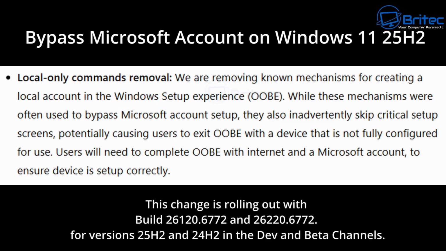So why is all this happening? Well, bypassing the Microsoft account on Windows 11 24H2 and 25H2 on builds 26120.6772 and also 26220.6772, which are 24H2 and 25H2. These are in the dev and beta channels, and these are going to be rolled out to you very shortly. Microsoft have said they are removing the known mechanisms for creating a local account in Windows Setup Experience OOBE. Whilst these mechanisms were often used by people to bypass the Microsoft account setup, they want you to basically set up a Microsoft account because you're skipping critical setup screens. These are just adverts and also how to buy their products.